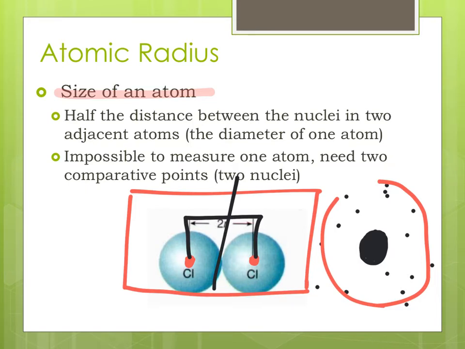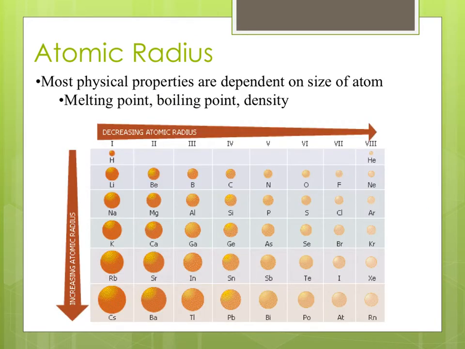So as I was saying before, it's impossible to measure the radius of one individual atom. We need to have two comparative points, or the two nuclei, in order to determine the radius of an atom. Now that you have a rough idea of how the atomic radius is determined, we can look at the trend of atomic radius on the periodic table.